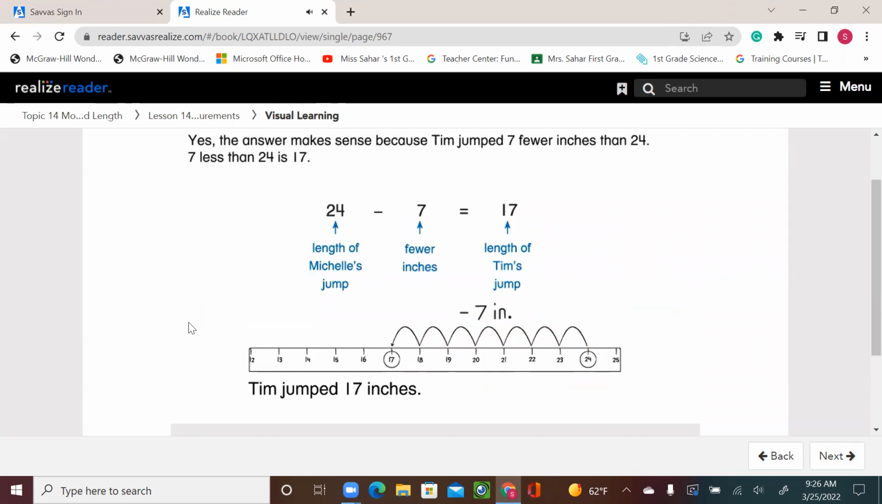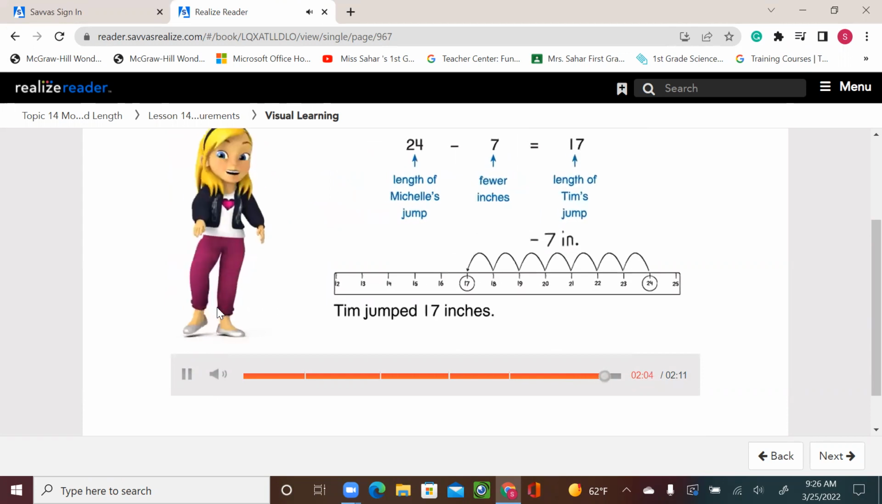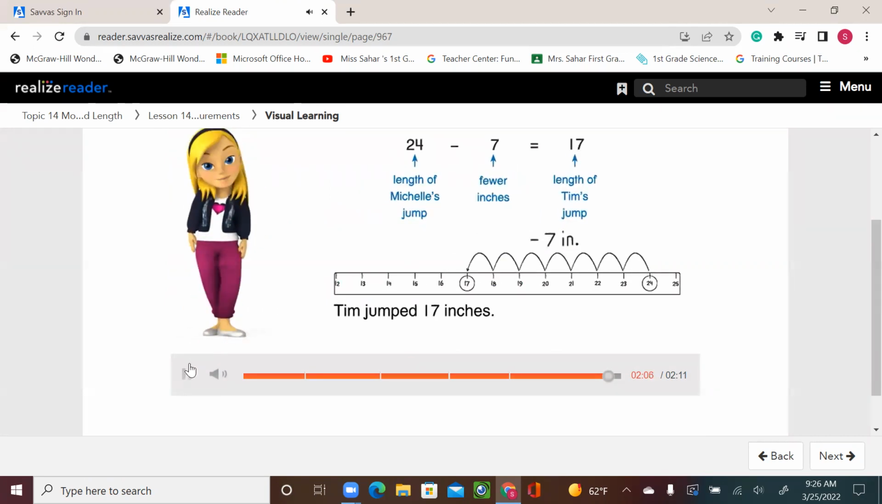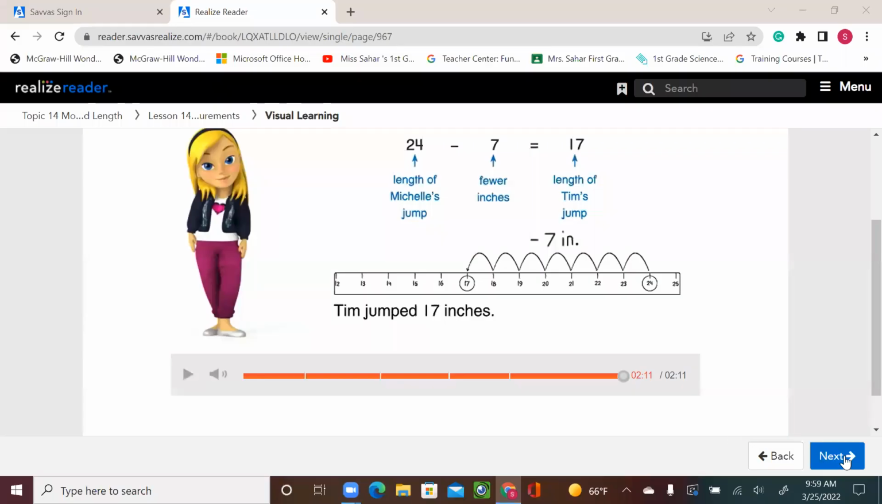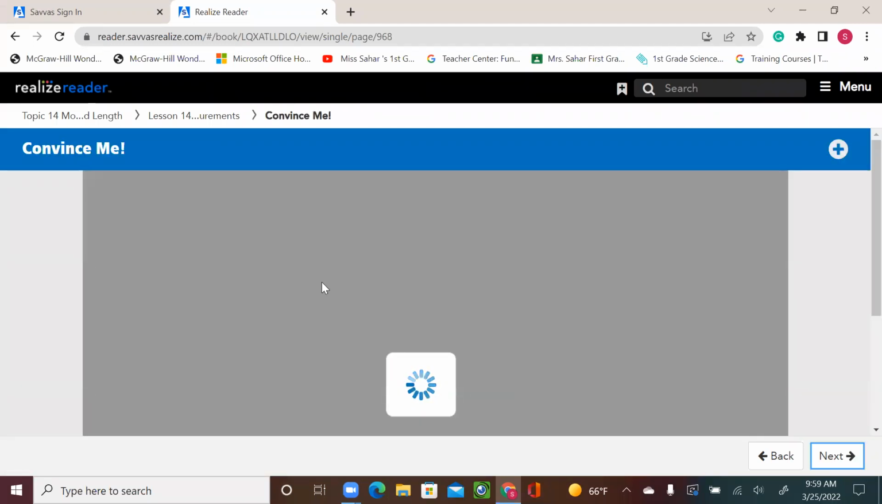Does the answer make sense? Yes, the answer makes sense because Tim jumped 7 fewer inches than 24. 7 less than 24 is 17. Now you know how to find unknown measurements. Great job! All right, so let's go to our guided practice, page 614, and see the examples we have.